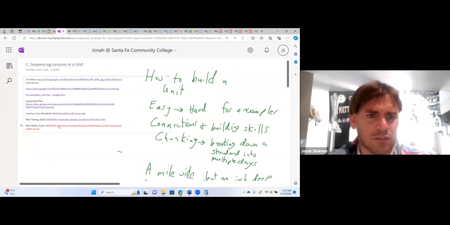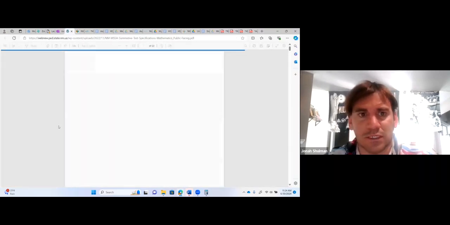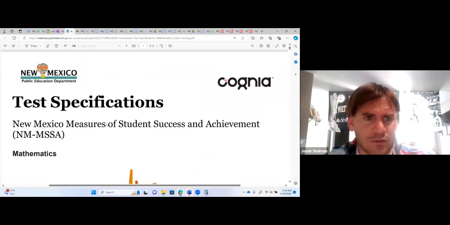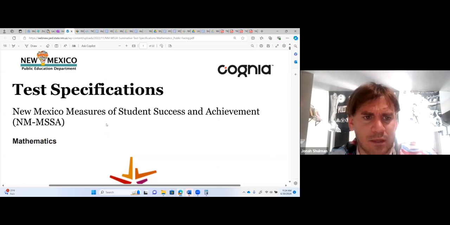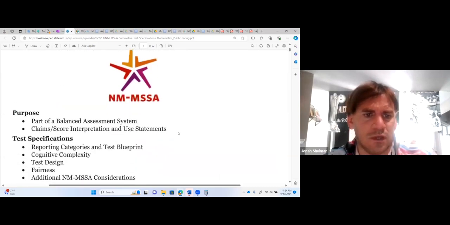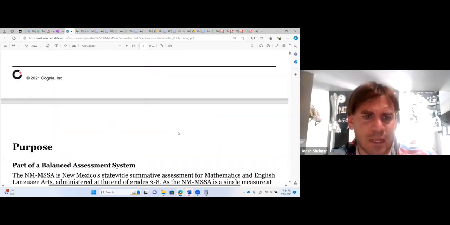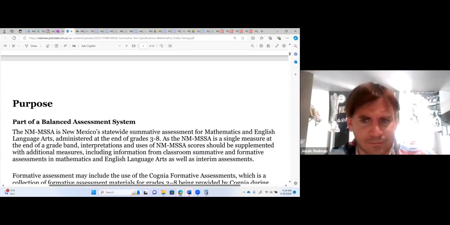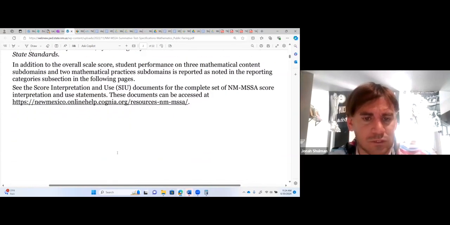Now, here in New Mexico, this is probably the test that they're going to be taking. It's called the NMMSSA, the New Mexico Measures of Student Success and Achievements for Mathematics. And we can work backwards from this one. This is the end of grades 3 through 8. So that's why I thought this would be the one that we would be looking at for being an elementary school teacher.